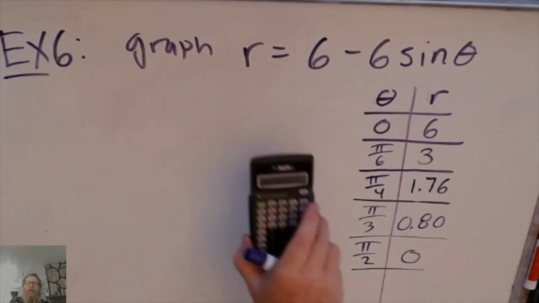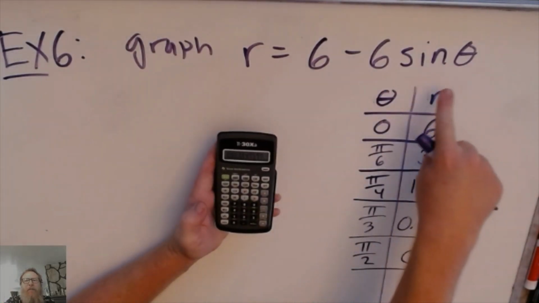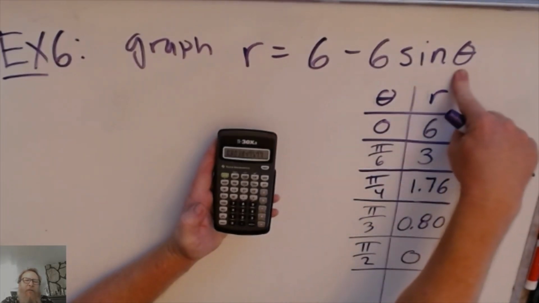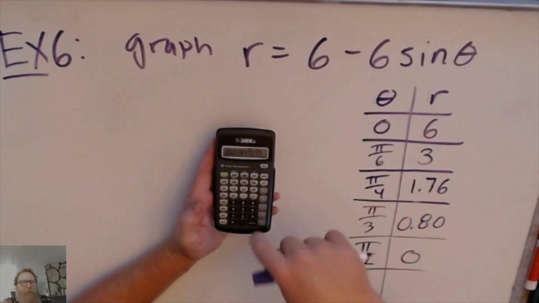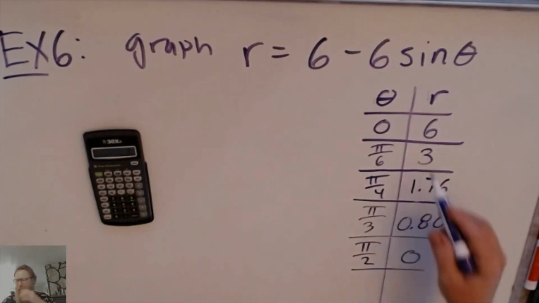If you've got a really good calculator, some of the fancier ones, I don't have one, you can type in the formula and then just do various values of theta. Literally set up a little factory on your calculator that just cranks out all the R values very quickly.